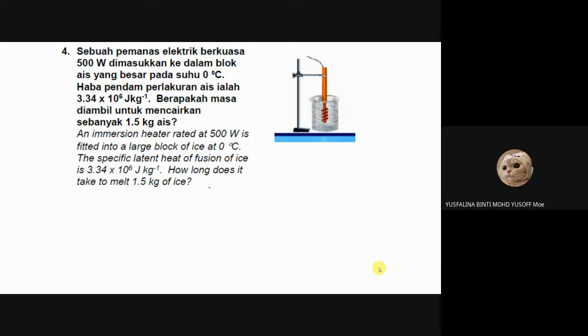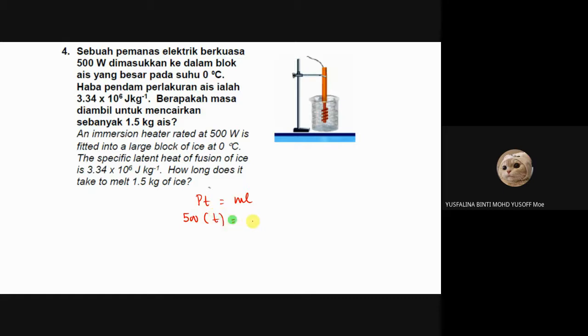This one also uses what formula? Yes, Pt equals ml. Okay, so Kritika got 10,020 seconds. Okay, so this one also the same. Pt equals ml. P is 500. Time you need to find.